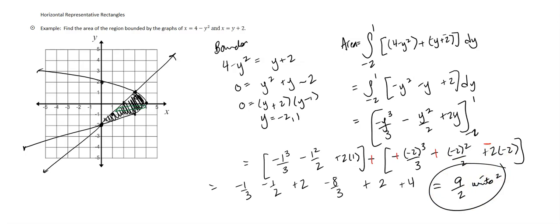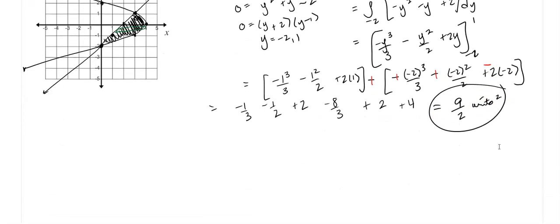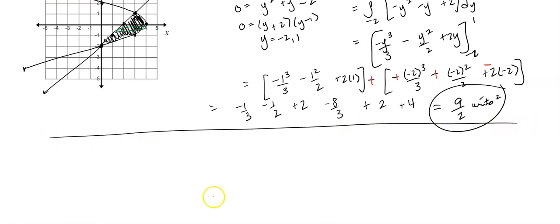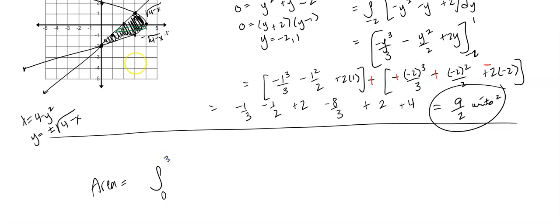Now again, you could do this one using vertical rectangles, but it would get pretty complex pretty quickly because you would have to look at this part of the graph being the square root of 4 minus x and this part being the negative square root of 4 minus x. If you were to solve x equals 4 minus y squared, you get y equals plus or minus the square root of 4 minus x. And so your area would be the integral from x equals 0 to 3 of what we get is just the x minus 2 minus the negative square root of 4 minus x.